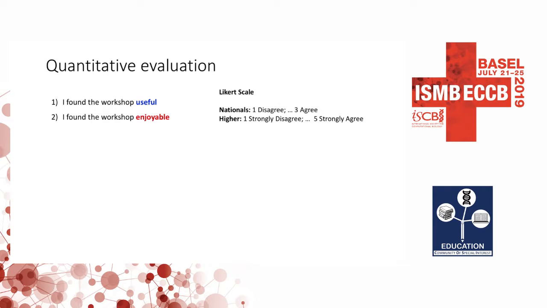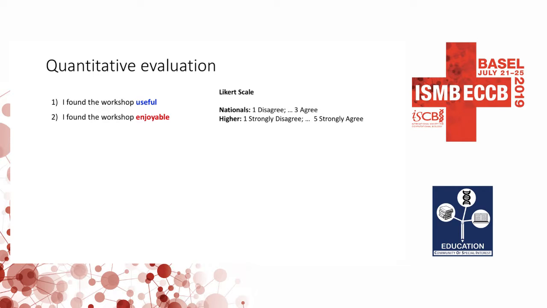So moving on to, in the last few minutes, talk about what evaluation we're doing. At the moment, we hand out feedback forms to students and staff. I'm going to focus on the student feedback, the pupil feedback, because it's the one we're working on evaluating. And we give them two statements: they found the workshop useful, they found the workshop enjoyable. And then on a Likert scale, from 1 to 3 for nationals, 1 to 5 for highers.